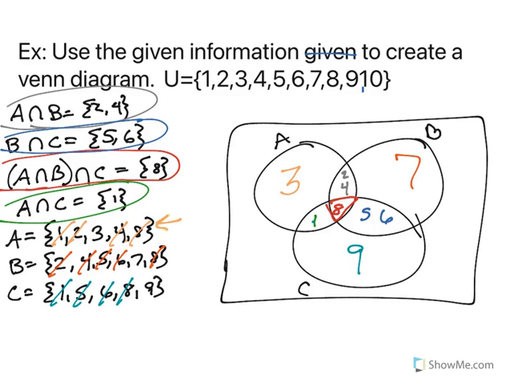Am I missing any numbers in my universal set? Well, I have 1, 2, 3, 4, 5, 6, 7, 8, 9. That means 10 is in the universal outside of the sets. So you just have to make sure that you have all of your universal elements represented in your Venn diagram, and you kind of go through piece by piece to put it together.